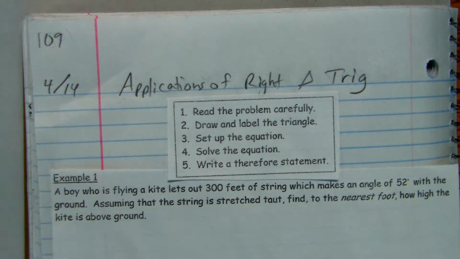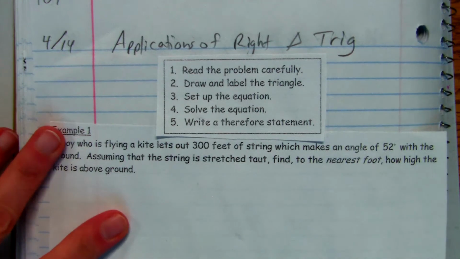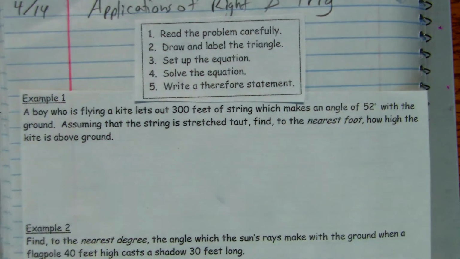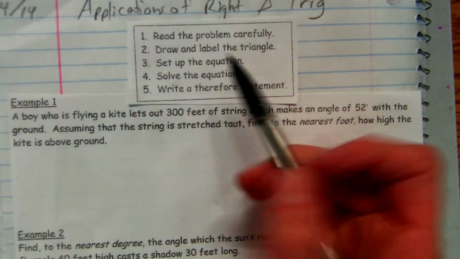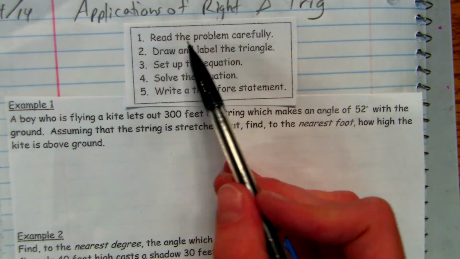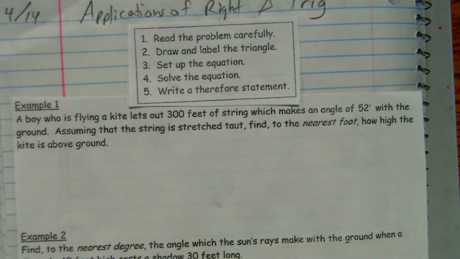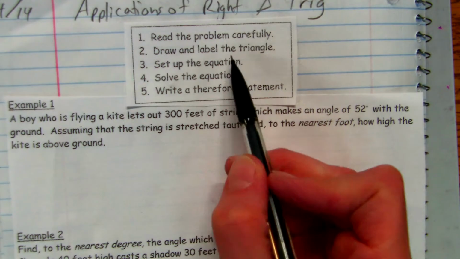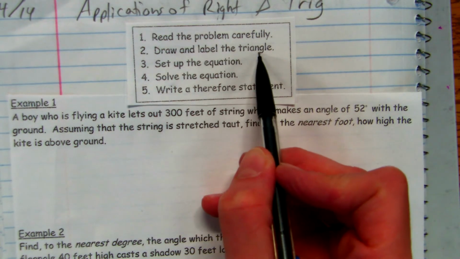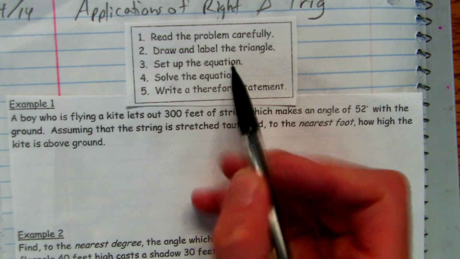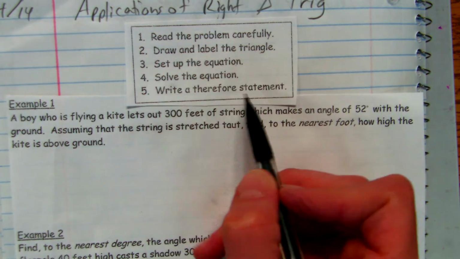We're doing applications of right triangle trig today. There's a few directions that go along with these examples, so I'm going to go through these. It says read the problem carefully. I think that should be sort of like you know that, but read it carefully, read it more than once. Draw and label the triangle, so you're required to draw a picture. Set up the equation, solve the equation, and write a therefore statement.